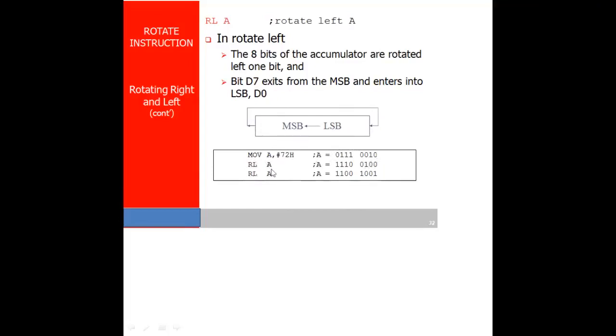Whenever the instruction RLA is executed, what will happen? The MSB bit, 1, will appear in the LSB position, and all the bits will be shifted by 1. So it will be 1, 1, 1, then 0, and finally the bit will be placed in the right hand position, the LSB position. Okay, so when another instruction RLA is executed, it will be shifted by 1 again, and the MSB will be placed in the LSB position.